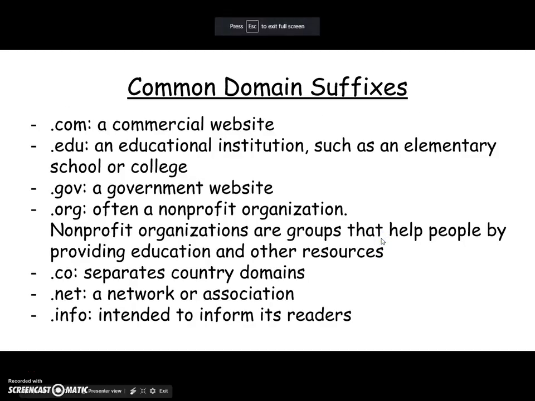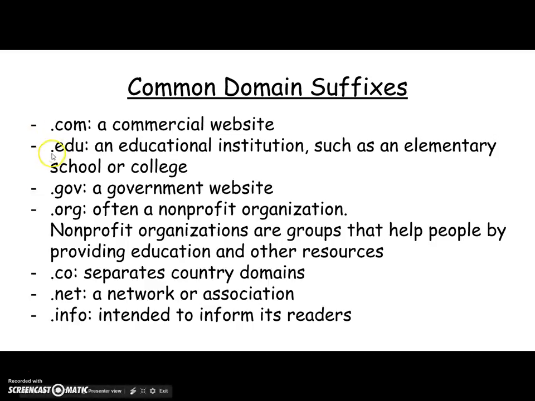One way we can look at it is at the suffix to know if it might be a reliable source. So at the end of a URL, we might have a .com. Anyone in the world can make a .com. So that might not mean that it's the most reliable source. I would need to go find more information.